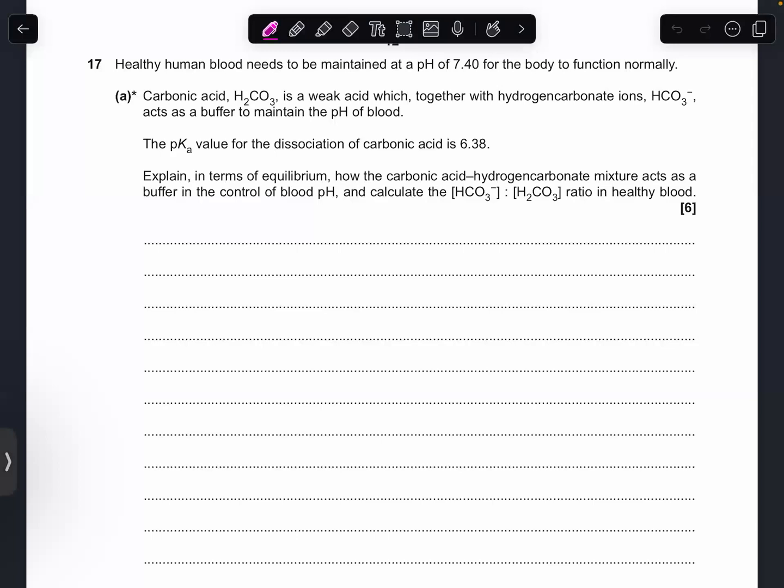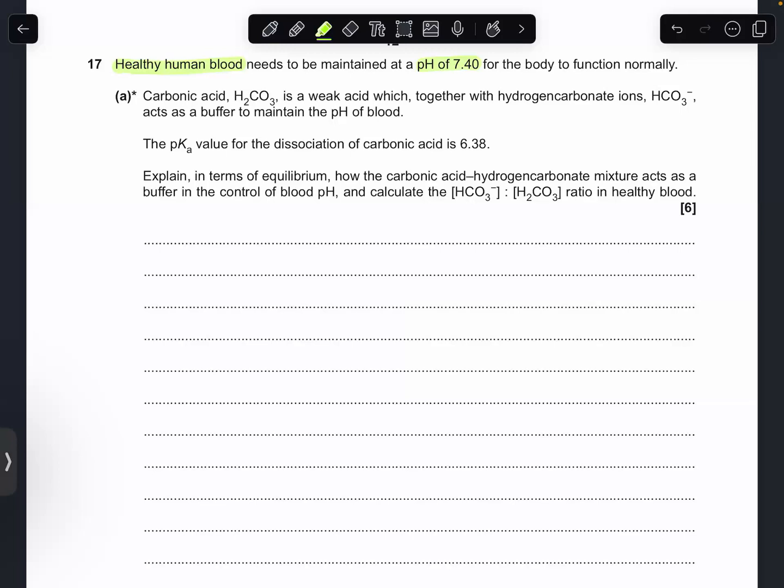We'll be looking at question 17, June 2019 paper. In this question, it's talking about healthy human blood needing to be maintained at a pH of 7.40, which is slightly alkaline, for the body to function normally. On a side note, eating lots of fresh fruits and vegetables, green vegetables, helps maintain this pH, making your blood circulate in your body very efficiently.